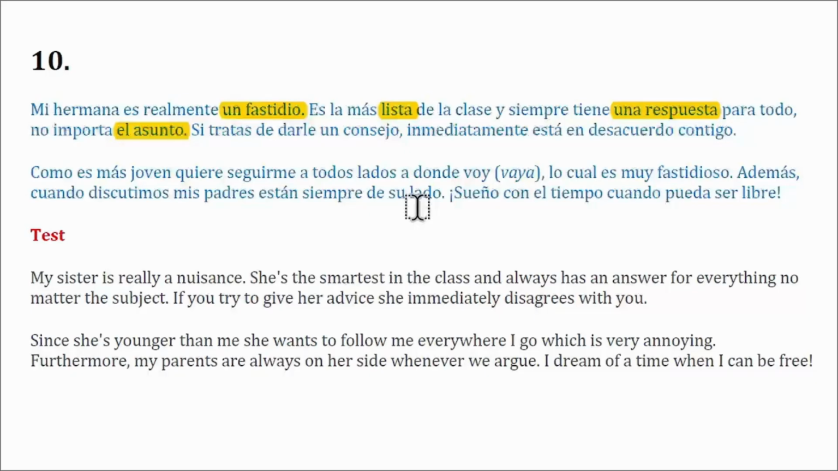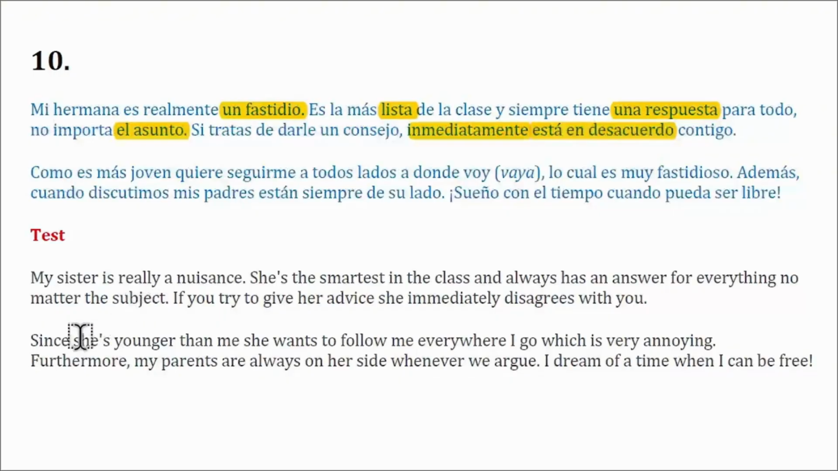inmediatamente está en desacuerdo contigo. Notice the word for immediately. In English, we have this double M, whereas in Spanish it's I-N-M, so it's inmediatamente. Slight little difference in the pronunciation there. Then we have she disagrees with you, so está en desacuerdo. She is in disagreement contigo, with you.